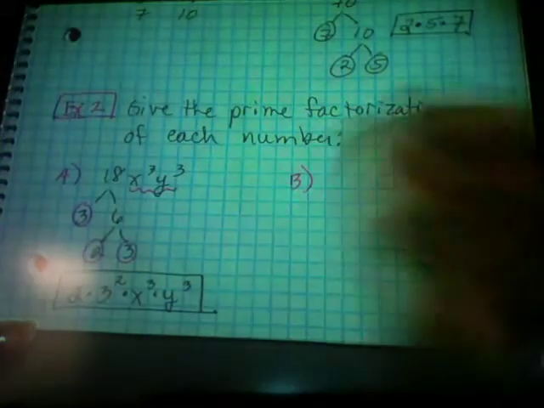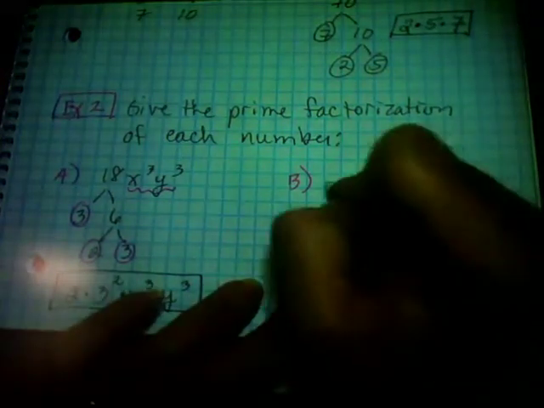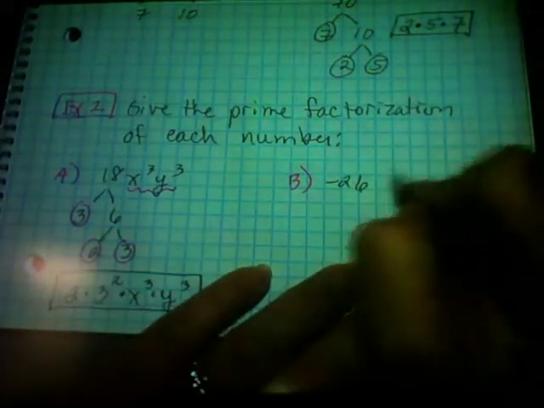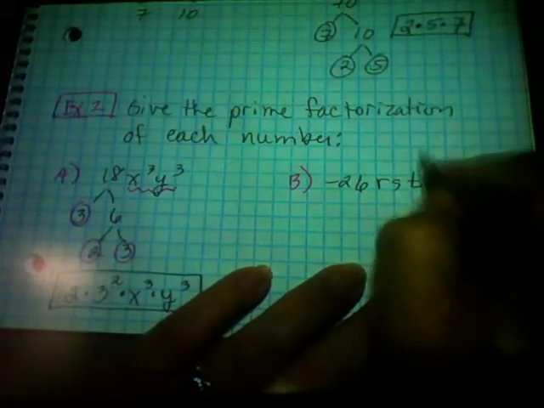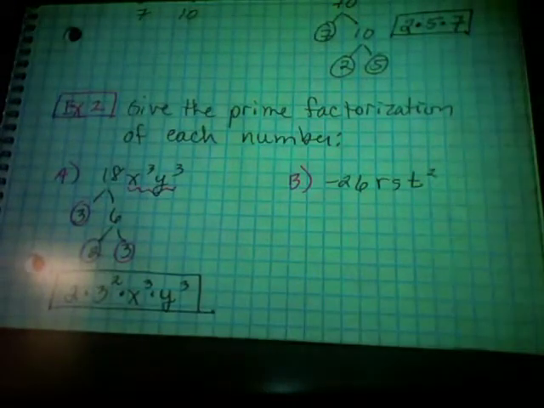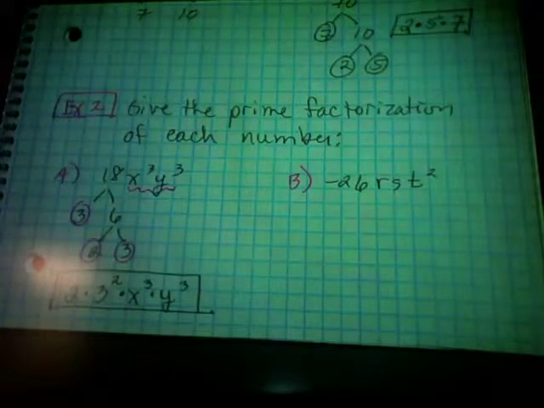So do this one on your own. There's something in here that hopefully you'll remember what to do with. Negative 26 r s t squared. So prime factor that. Remembering, what do you do with that negative?